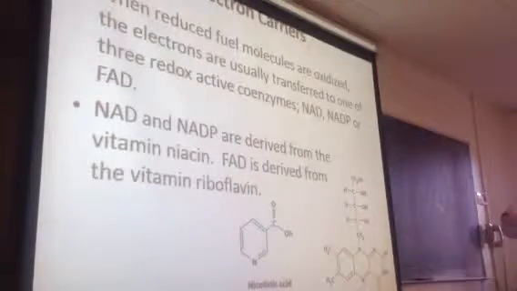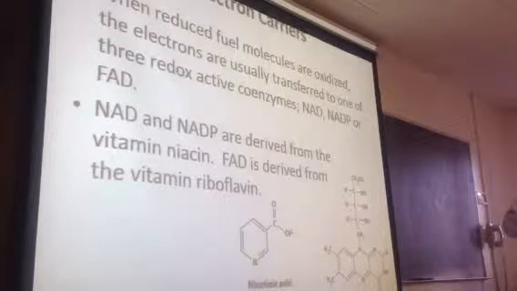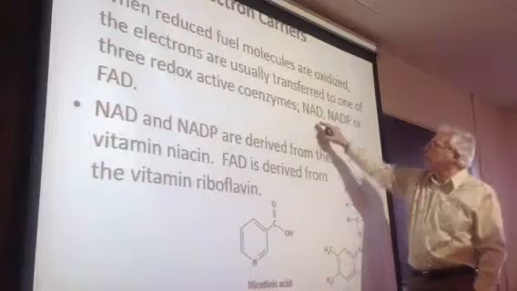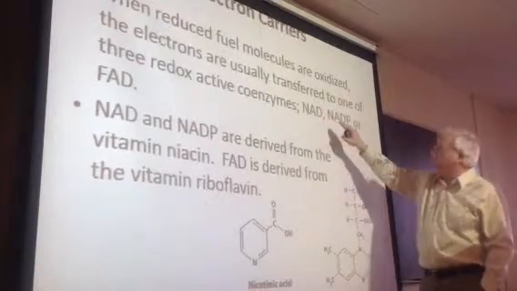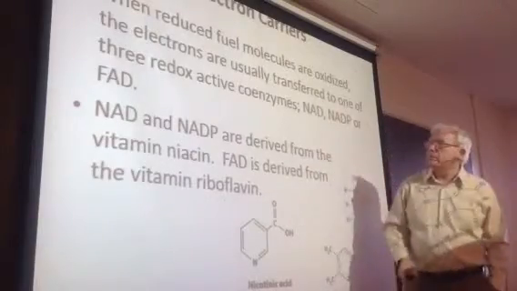We haven't talked much at all about electron carriers. Let's do that. So we have these reduced molecules like fats and carbohydrates. We oxidize them and we transfer electrons two at a time to these carriers, NAD, NADP, or FAD.